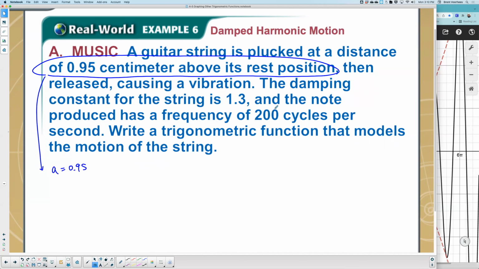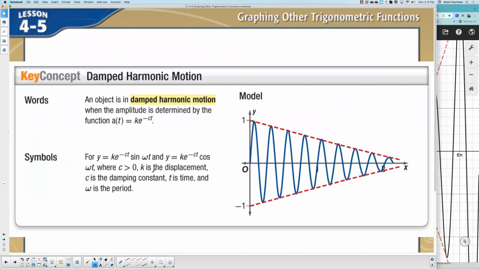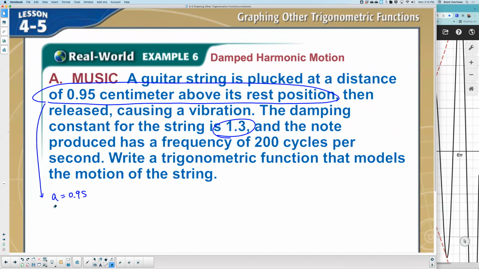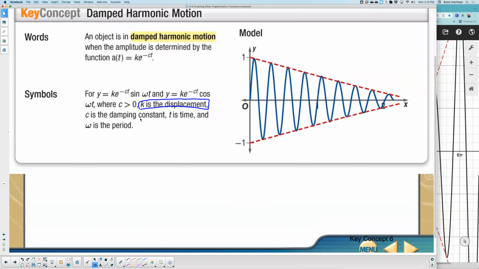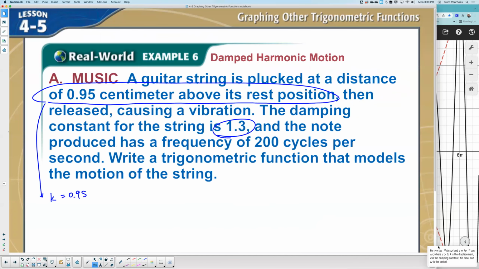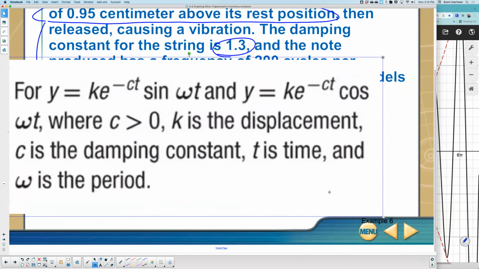And then it's causing a vibration. The damping constant for the string is 1.3. So when you come back over here, they told us the K right there on our problem. That's the K. I put it as A. On this problem, it's going to be K. It might just be helpful if I just copied and pasted this. Let me clear this ink, delete this. And I'm going to just copy this right here. I think this will help us so we can look side by side at what we're doing.